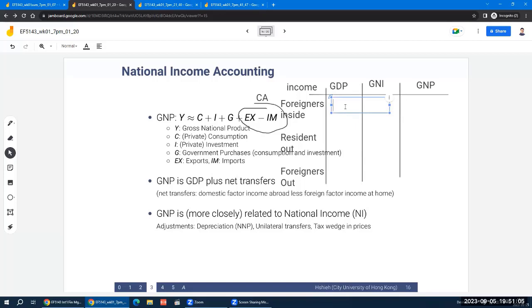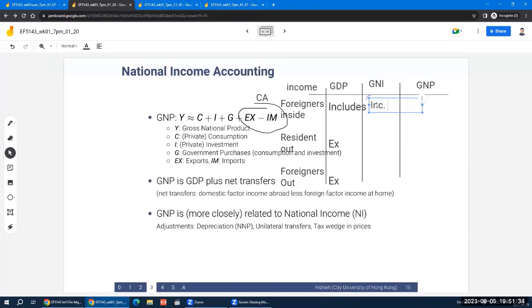All right, so for GDP, it includes foreigners inside the country. So if you have friends working in Silicon Valley, their income counts as part of US GDP. Residents, US residents outside of the US, are excluded. Foreigners outside, excluded.